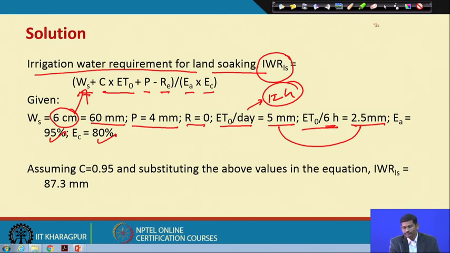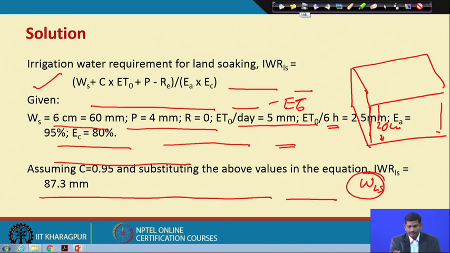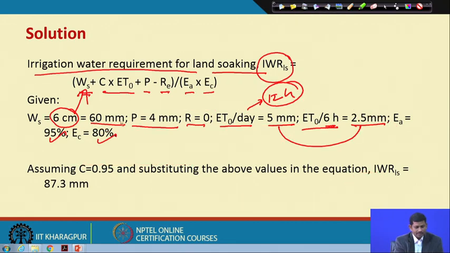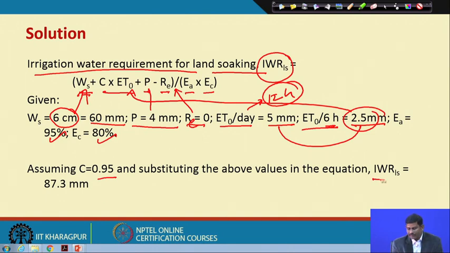So, substitute here 60 mm, all in mm. C you can consider 0.95. ET 0 is given, and P is given 4, RE is effective rainfall, that is 0. Once you substitute everything, IWRLS is equal to 87.3 mm. Okay. So, that is the irrigation water requirement for land soaking.